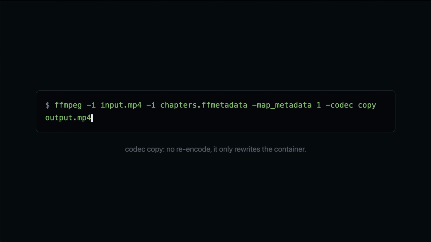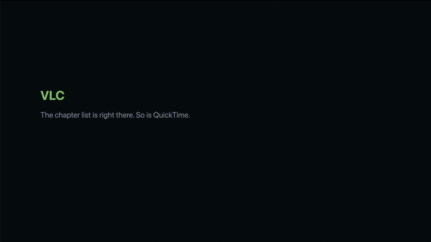And notice the codec copy flag there. That means there's no re-encode happening. It's only rewriting the container, so it finishes almost immediately. Now if I open that file in VLC, the chapters are right there. But if I open exactly the same file in a browser, there's nothing.